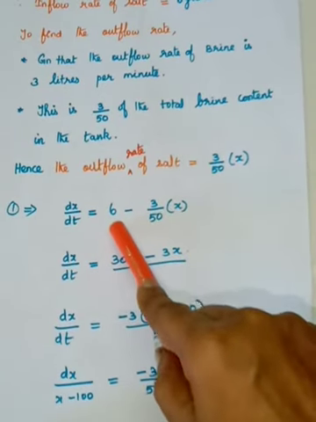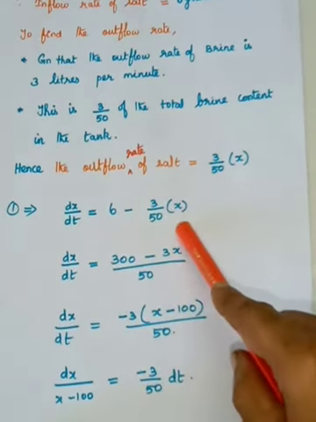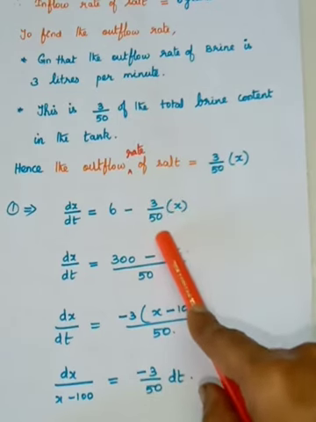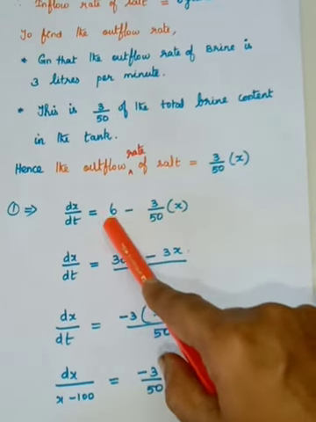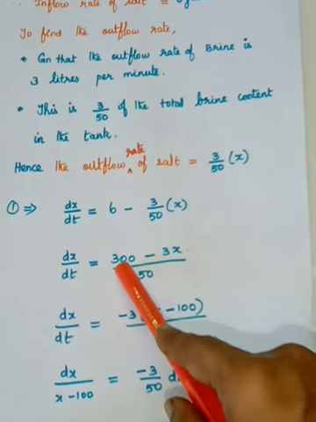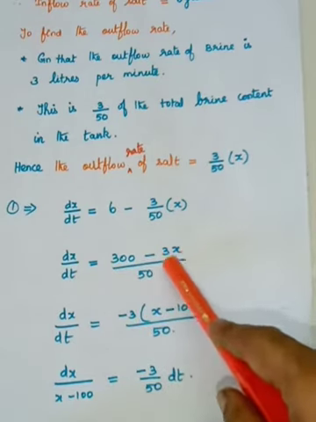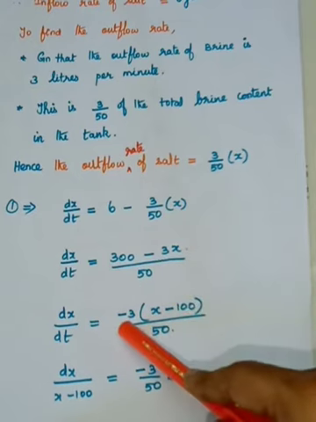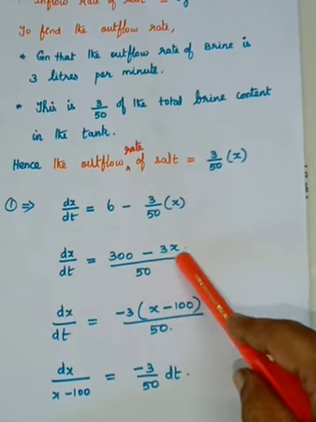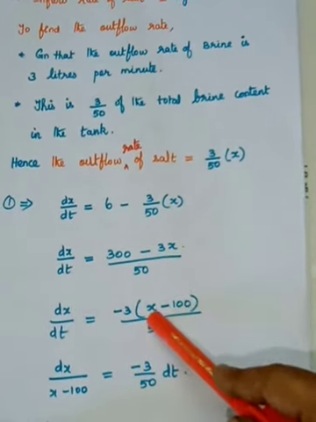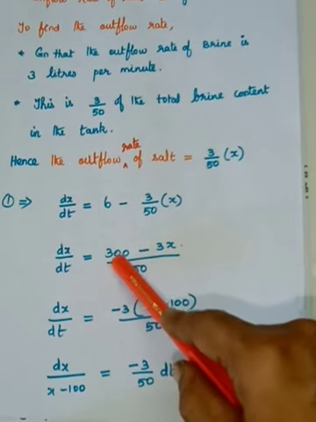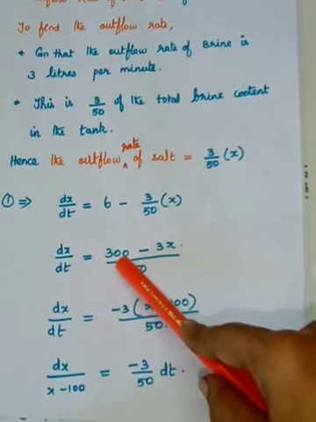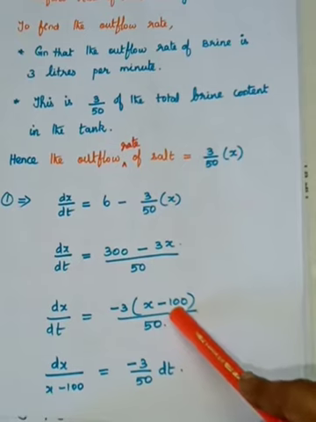The inflow rate is 6, the outflow rate of salt is 3x by 50. So you have to take LCM. 6 into 50 is 300. 300 minus 3x by 50. From that, minus 3 is taken out. If the minus 3 is taken out, here you will have x, that is in positive, and from this 300, if you take minus 3 out, it is minus 100.